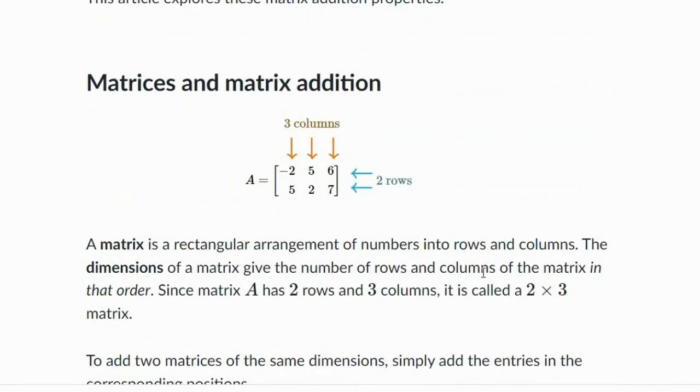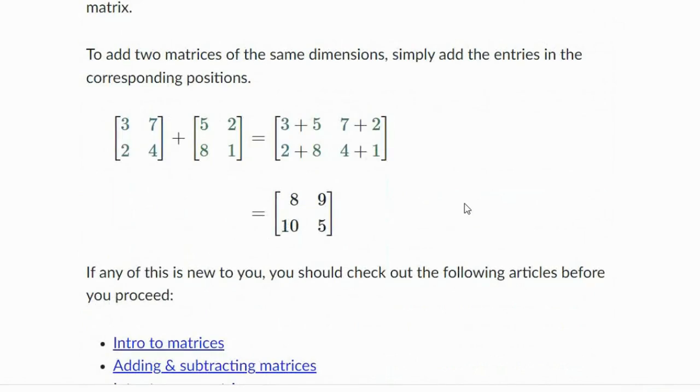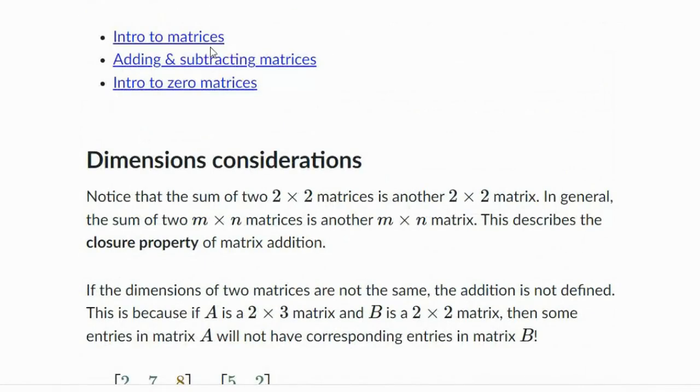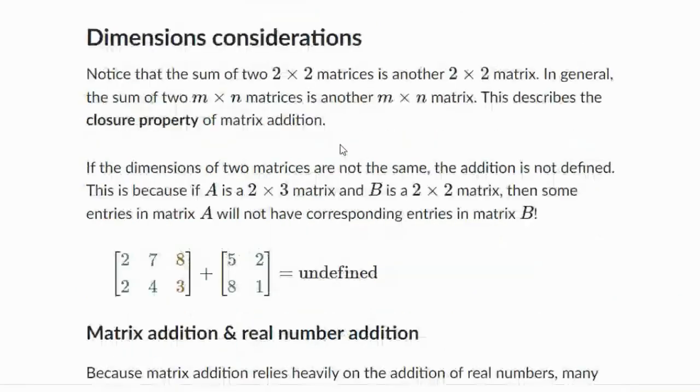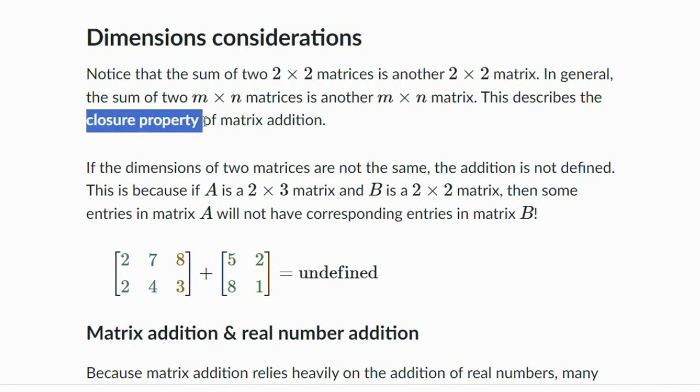So we're going to explore those properties a little bit, starting with this 2 by 3 matrix again. And if we add 2 matrices of the same dimensions, we will get a matrix of the same dimensions, 2 by 2, 2 by 2, and we end up with a 2 by 2. Here's where they did the math. There are links back to the previous lessons if you need help with any of that. Notice that the sum of 2 2 by 2 matrices is another 2 by 2 matrix. This is the closure property we were just talking about.